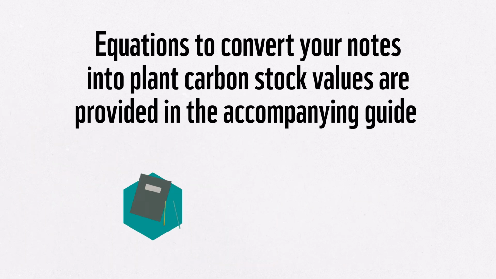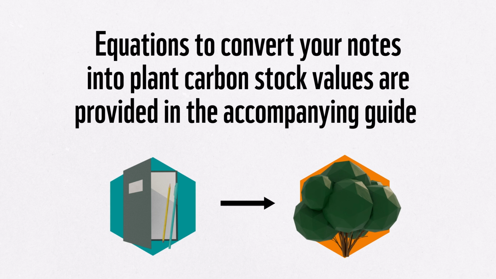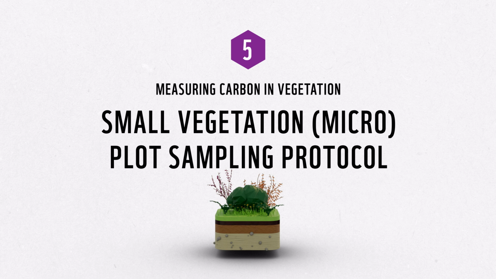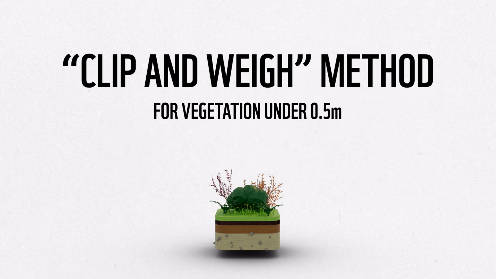Converting these measurements to biomass and carbon stock for a plant requires using a series of mathematical equations, which are provided in the accompanying guide. For estimating the carbon stock for vegetation below 0.5 meters in height, the most common and accurate method is called the clip and weigh method.